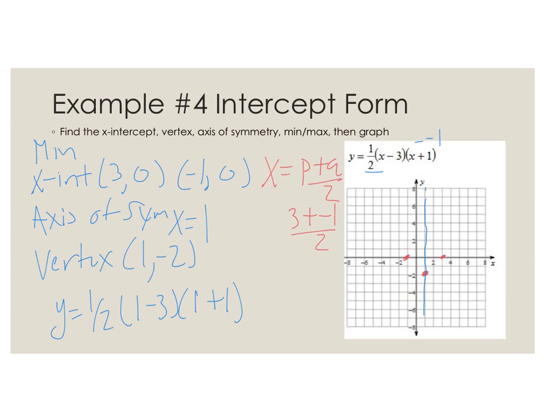Use your graphing calculator. Go to y equals, plug in the equation. Go to graph, see what the general look is, and then go to the table. You can always check the points we've solved. Does it have the point 1, negative 2, 3, 0, and negative 1, 0? If it does, you know you're doing a good job.